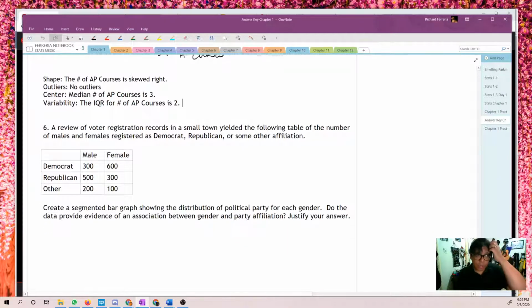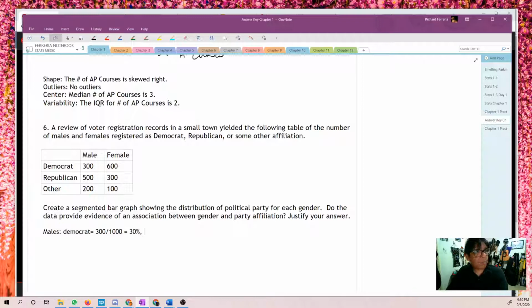So here's what we're going to do. We're going to take a look at just the males right now. And we're going to describe the males. So what percentage of the males are Democrat? Well, how many males are Democrat? 300. Out of how many? Well, it looks like there are 1,000 males. That's 300 plus 500 plus 200. So out of 1,000 males, and that gives us 0.3, which is 30%. Okay.